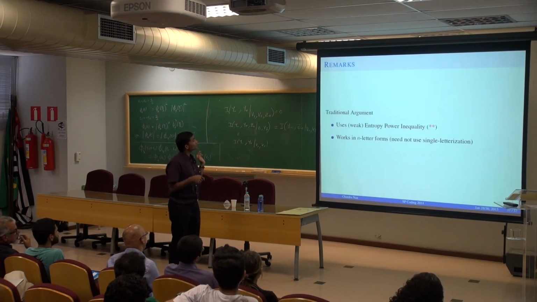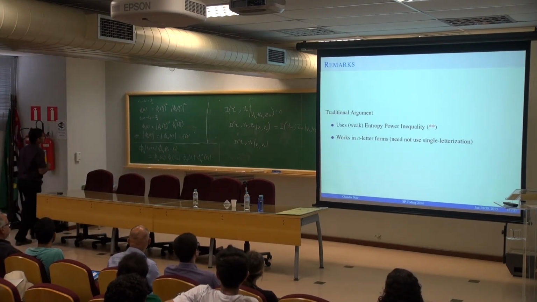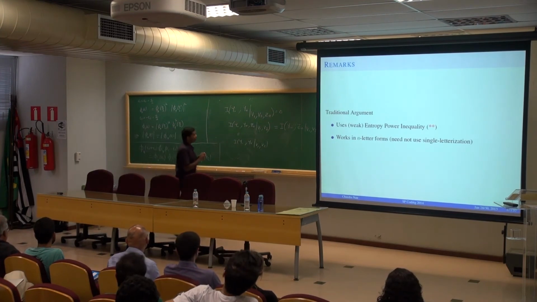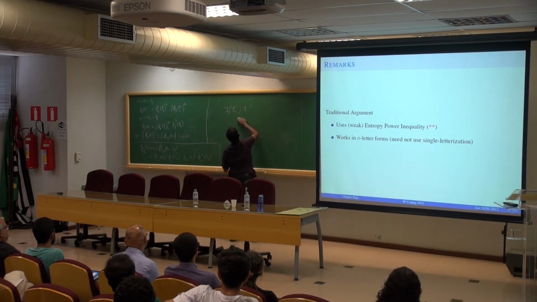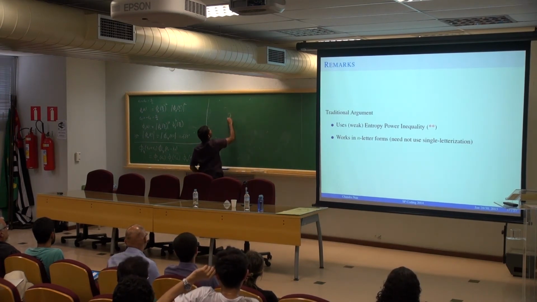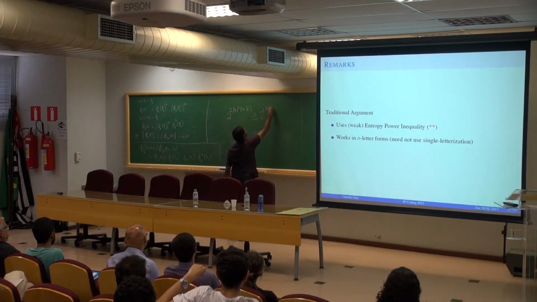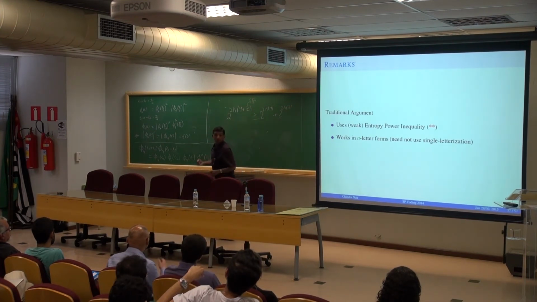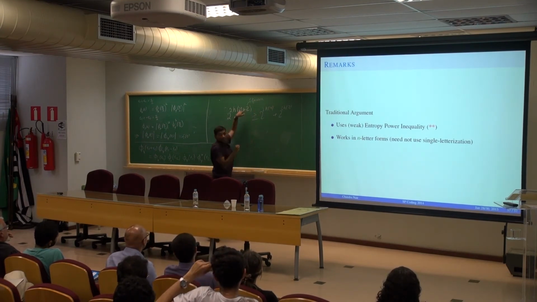Why do I say weak? The reason I'm saying weak is because for this proof you only need the entropy power inequality in this form. You only need 2^(2h(y+z)) bigger than or equal to 2^(2h(y)) plus 2^(2h(z)) when z is Gaussian or independent of y. This is a bit easier to prove than when this is not Gaussian.